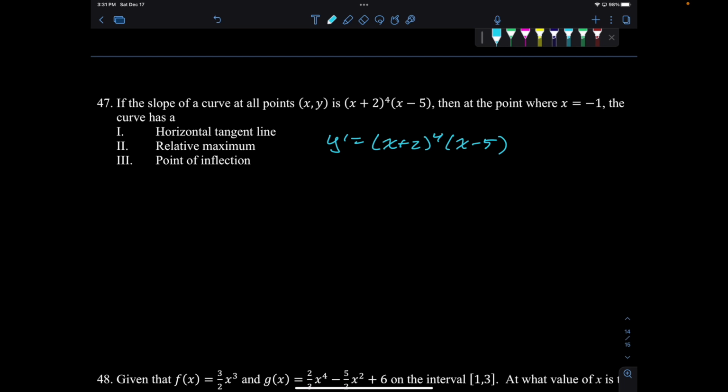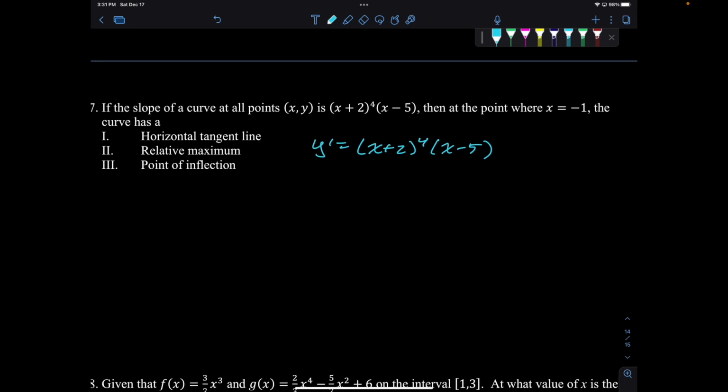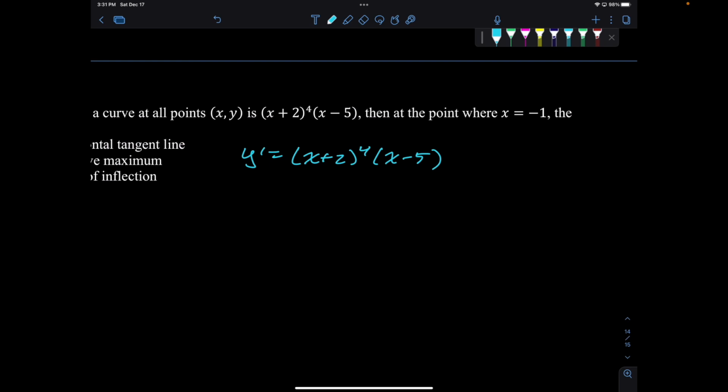Why would it be at -1? I think it's supposed to be at -2. I don't know. If it's at -1, then 1 and 2 are both clearly wrong because there's no way there's a horizontal tangent. There's no way there's a relative maximum. I want to change it so that it's -2 because that is more interesting, and so I'm going to do that. All right, that's our new problem.